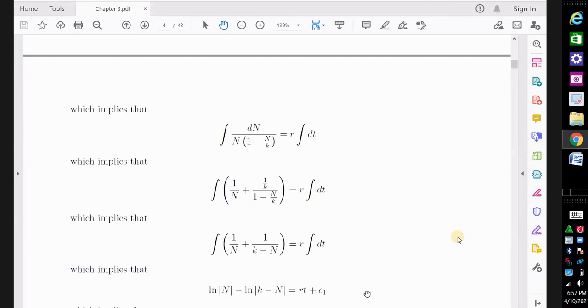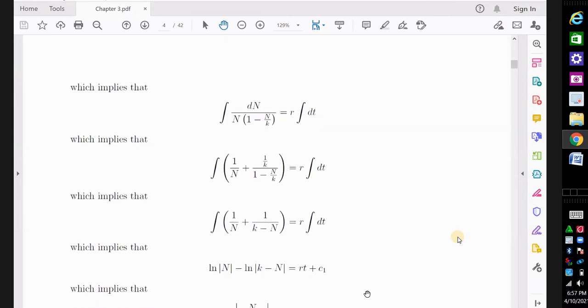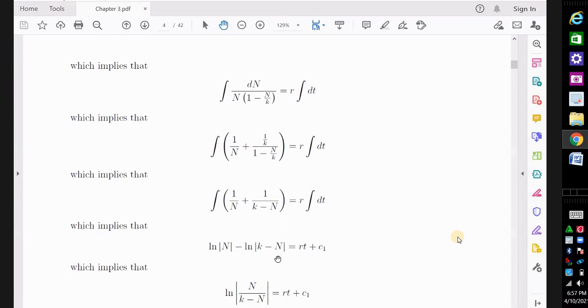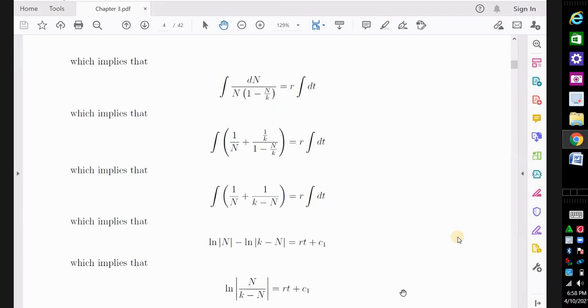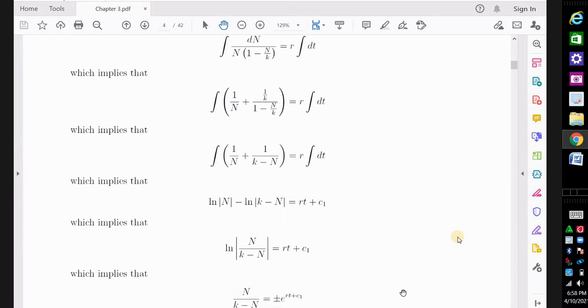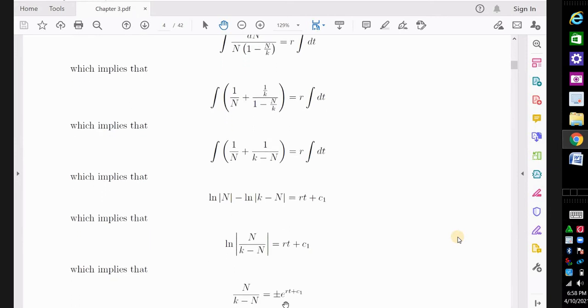Yes, sir. Okay, up to here. So using the property of log, this is log of n over k minus n is rt plus c1. Okay. So now taking the exponential, n over k minus n is plus minus exponential of rt plus c1. Then why is the minus needed? Sir, won't only plus come? Because there is a modulus, that's why. Okay, okay, fine.